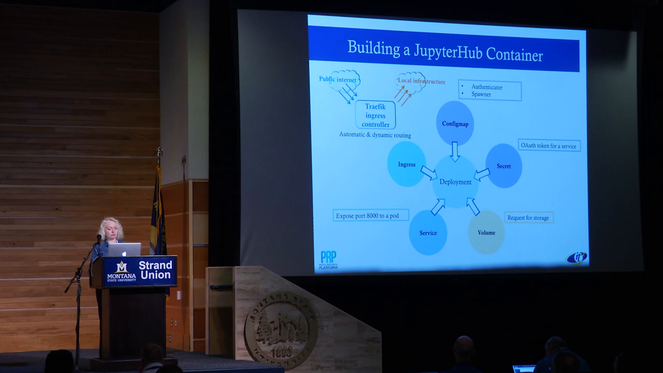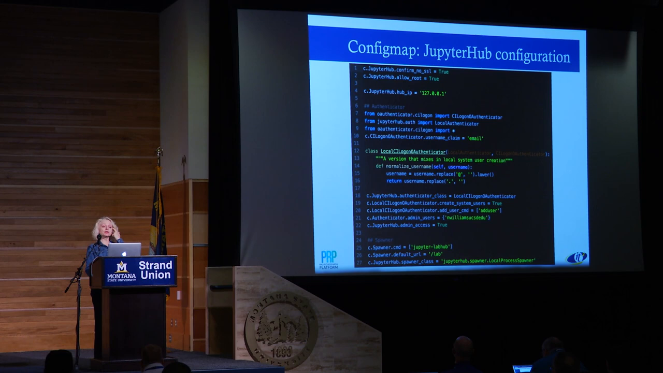So let's look at them in detail. This is the configuration map for the JupyterHub, and the top portion of it says that we're using a local CILogon authenticator.